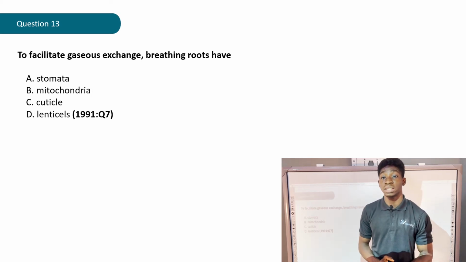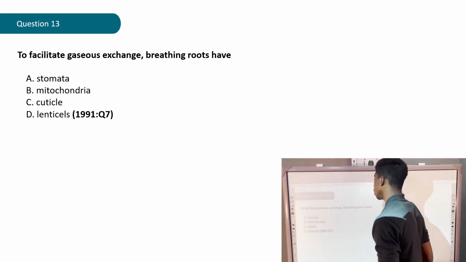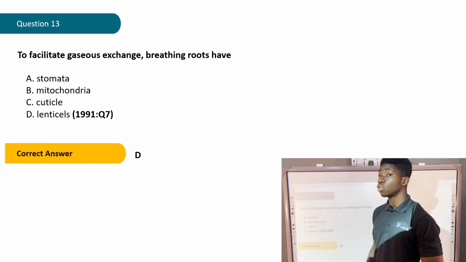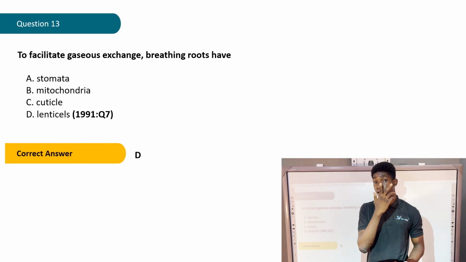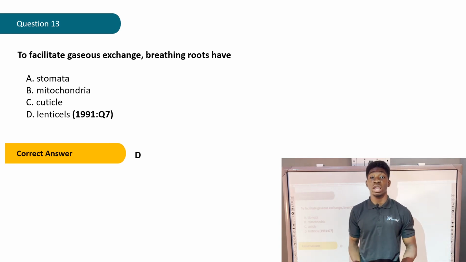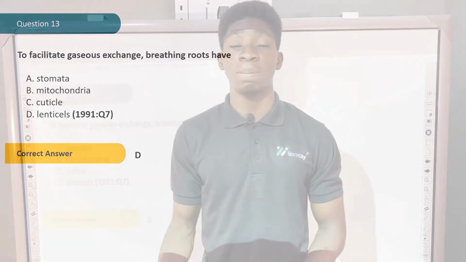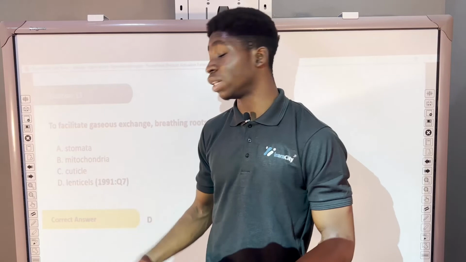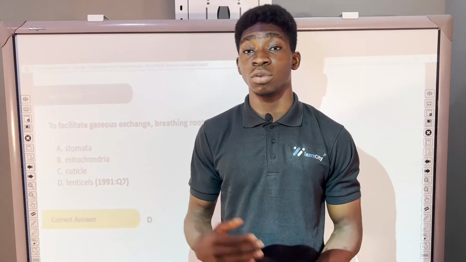Let's see what the correct answer says. The correct answer is D. Lenticels. So in order to bring about gaseous exchange, there must be a structure or a system for gaseous exchange to be able to take place in a plant. So for roots, it's lenticels. The answer is not stomata. Stomata is for leaves, not roots.